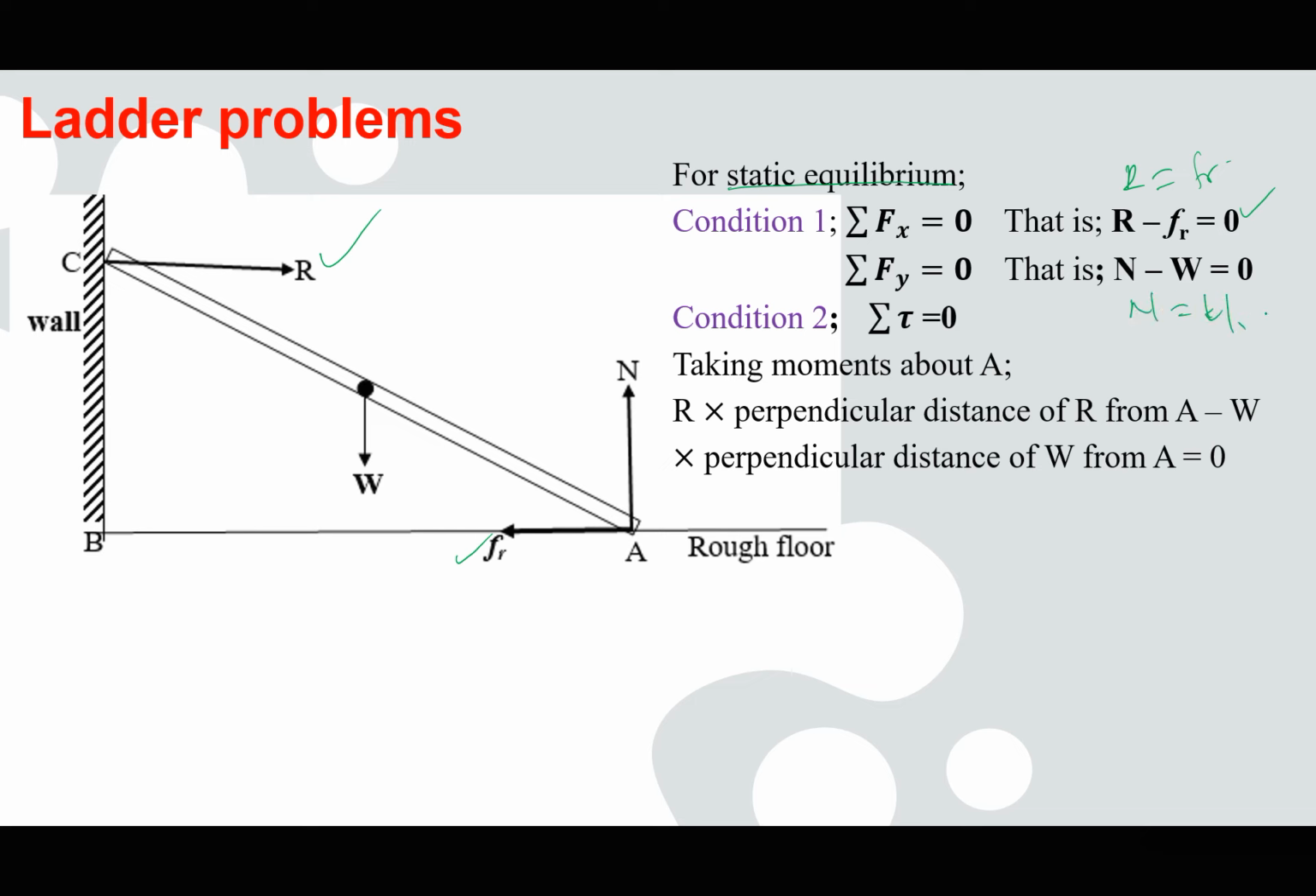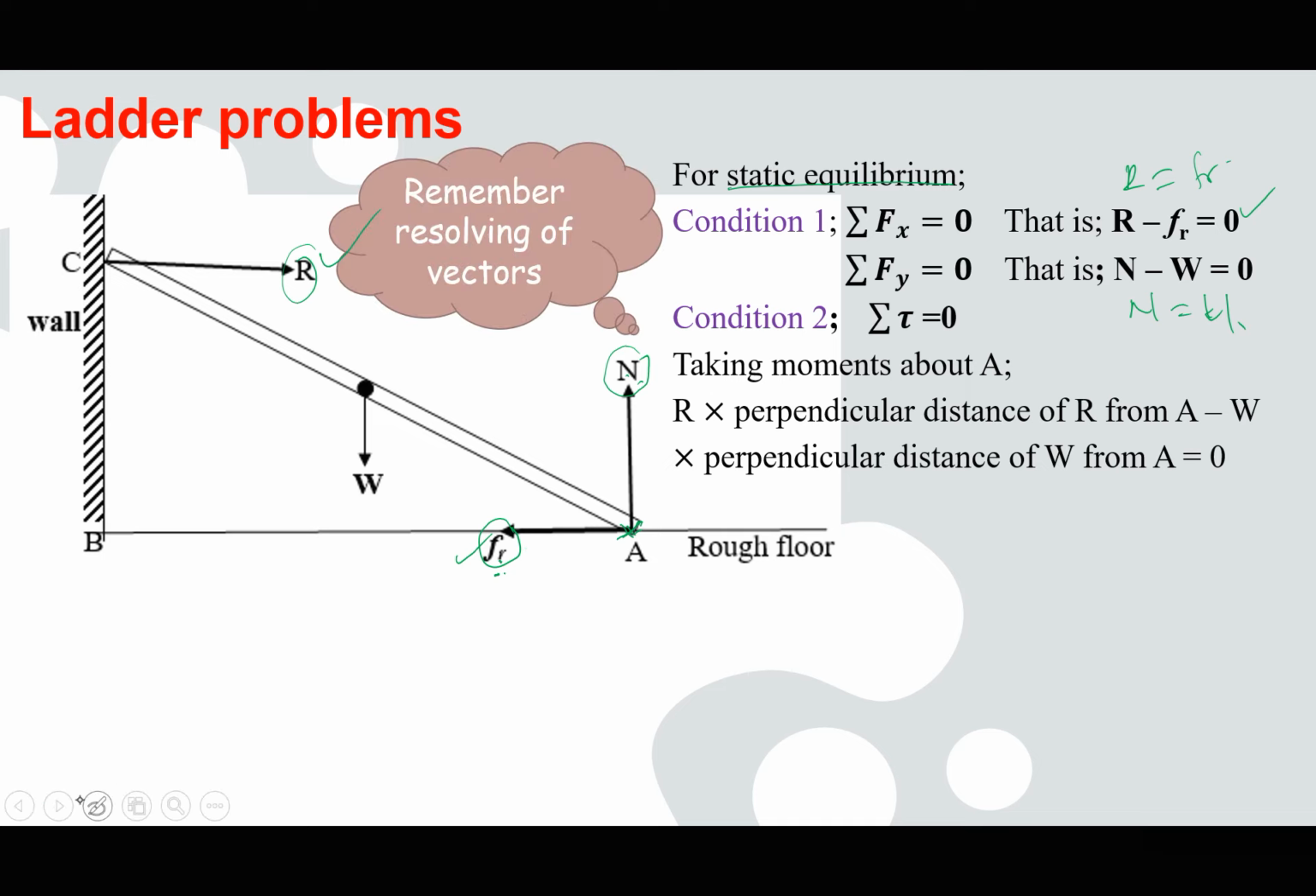Also, we should be able to take moments about any point. For example, if N and FR are not known, the best thing would be to take moments about point A. Why? Because we can eliminate N and FR so that we can easily find R. And if we have found R, it means we have found FR, because FR is the same as R. So R times the perpendicular distance of R from A, minus W times the perpendicular distance of W from A, should be equal to zero, simply because N and FR will not have any moment.